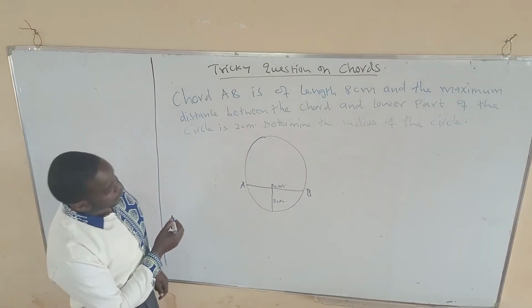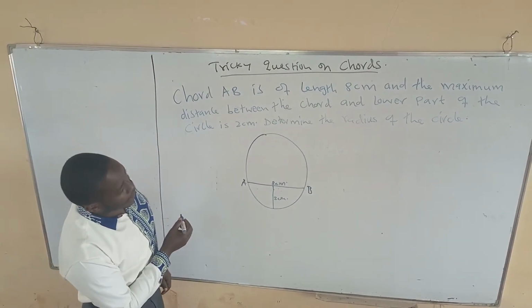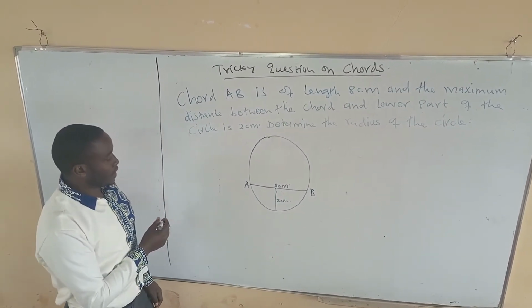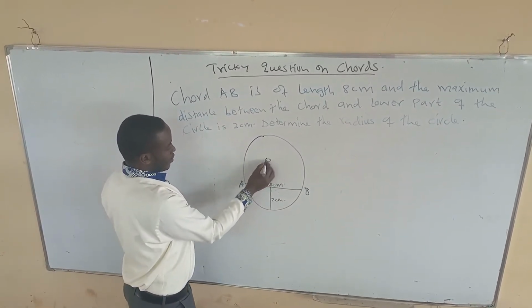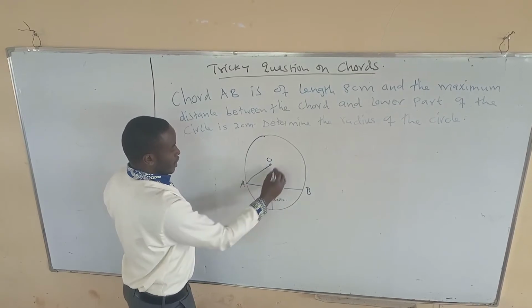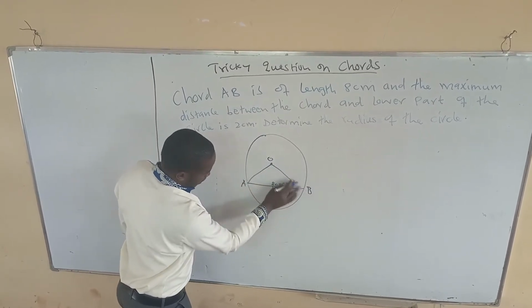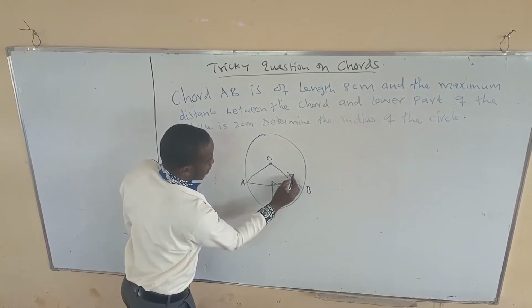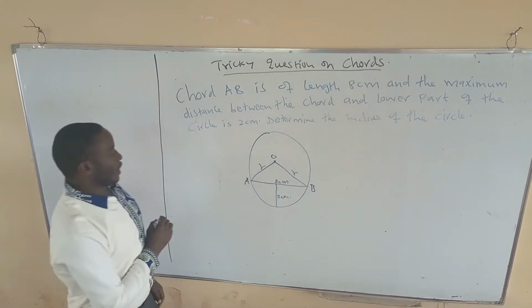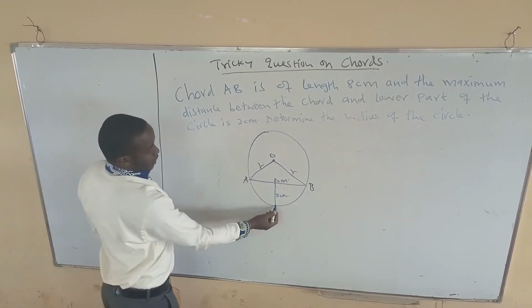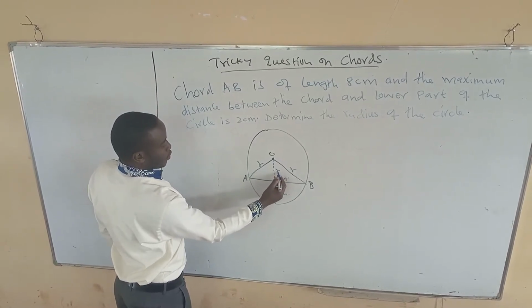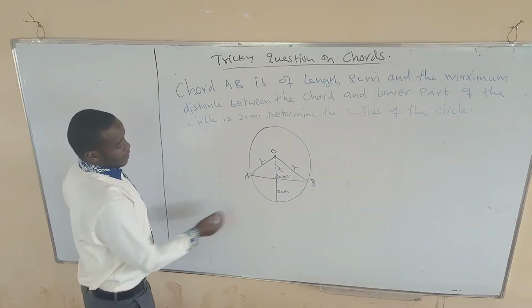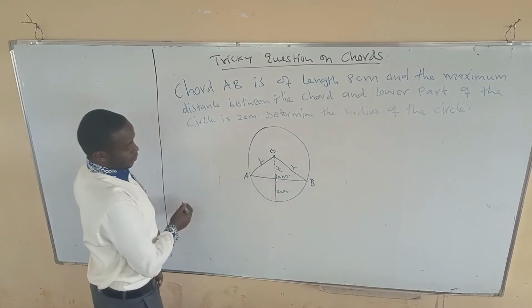And determine the radius of the circle. We want to determine the radius of the circle. So if the center of the circle is here, this is the center of the circle, center O, and that means this is the radius. What you realize is that from here to here is still the radius. So if we let this point be x, that means this is also the radius.